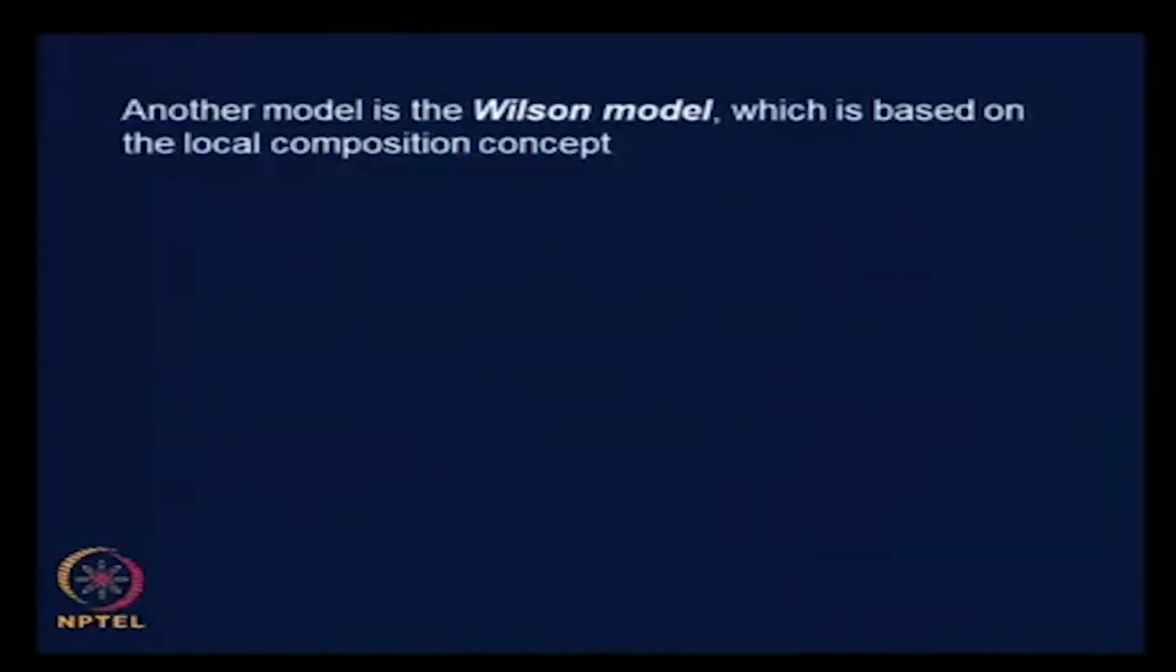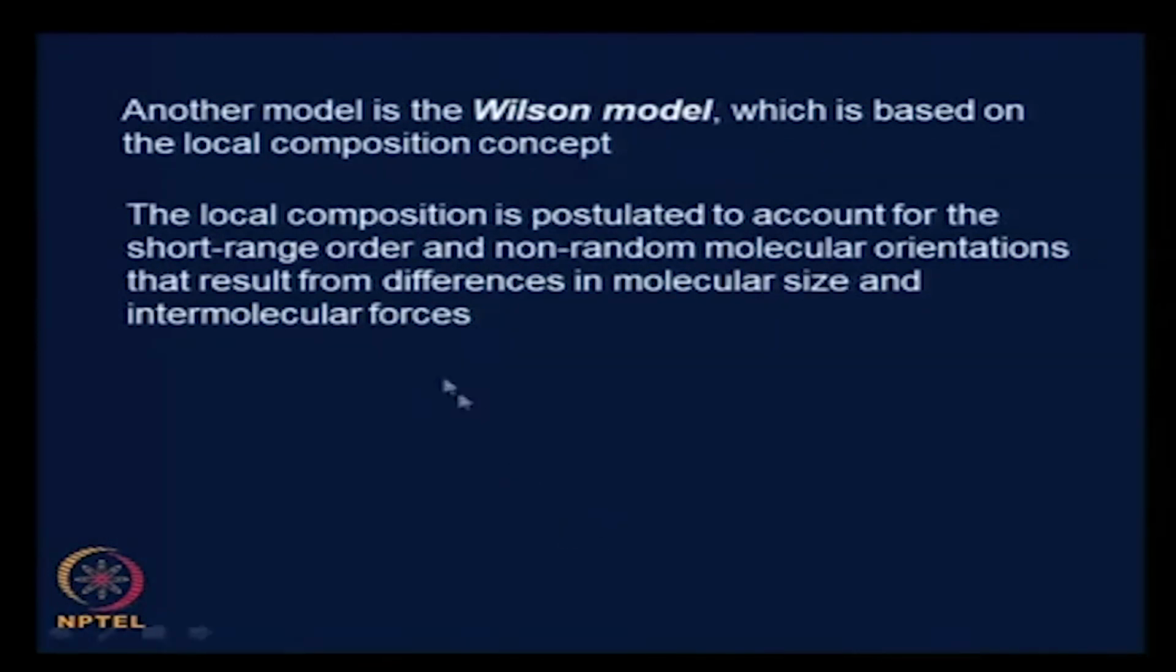So we have seen three models: the Margules model, the Redlich-Kister model, and the Van Laar model. We look at another model, which is the Wilson model, which has some backing in theory. It is based on something called the local composition concept. We will not get into the details of the concept; it is slightly beyond the scope of this course, but you need to know that this has some grounding in theory. The local composition is postulated to account for the short range order and the non-random molecular orientations.